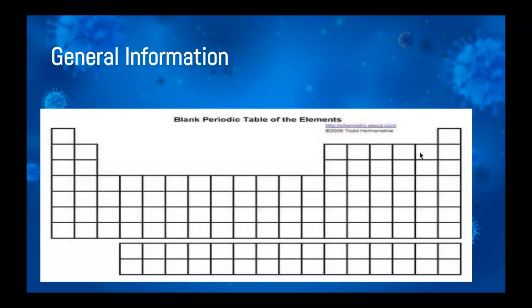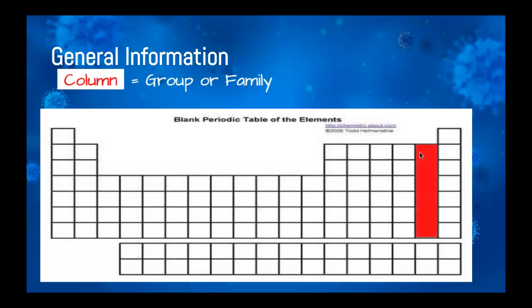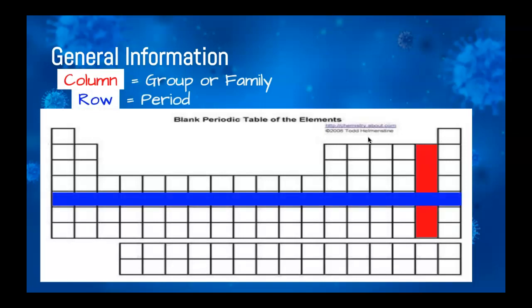So we're going to start off with some general information about the periodic table. First thing, columns in the periodic table go up and down, and we refer to those as either groups or families. Groups are based on the number that you find at the top of your periodic table. Families are going to be names, and we're going to talk about some of those families a little bit later on in this lesson. Rows are what are called periods. All right. So a column we call a group or a family. A row we call a period.